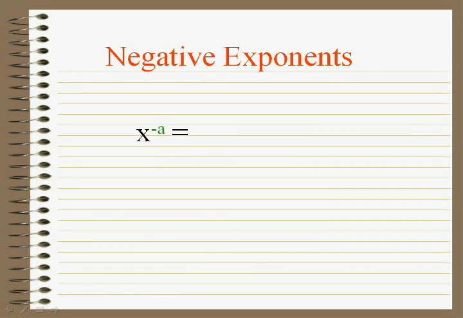Or in general, x to the negative a is the multiplicative opposite of x to the a, or the reciprocal of x to the a. It's just 1 over x to the a.